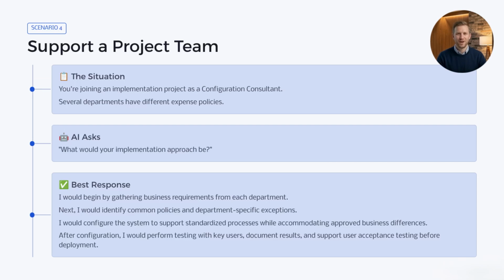Scenario 4. Support a project team. You're joining an implementation project as a configuration consultant. Several departments have different expense policies. AI Examiner. What would your implementation approach be? Best response. I would begin by gathering business requirements from each department. Next, I would identify common policies and department-specific exceptions. I would configure the system to support standardized processes while accommodating approved business differences. After configuration, I would perform testing with key users, document results, and support user acceptance testing before deployment.